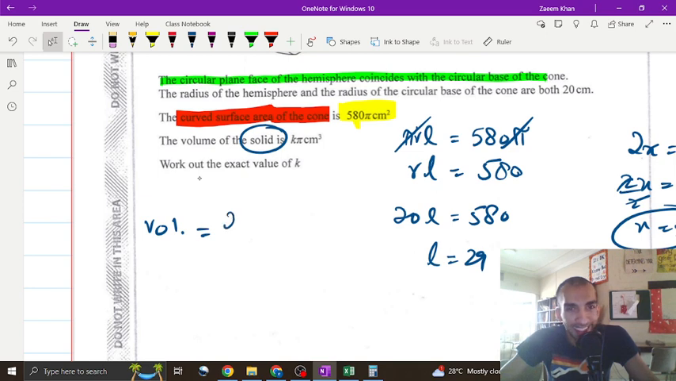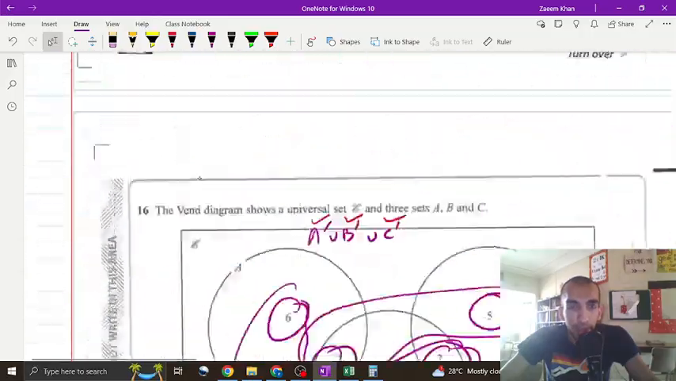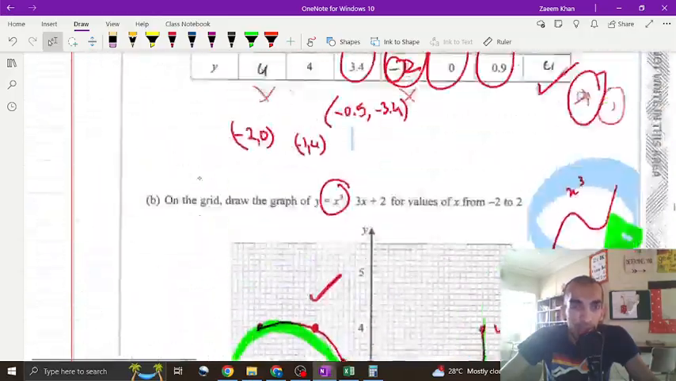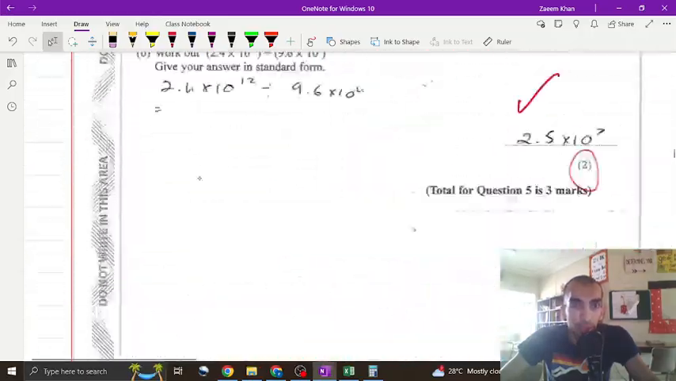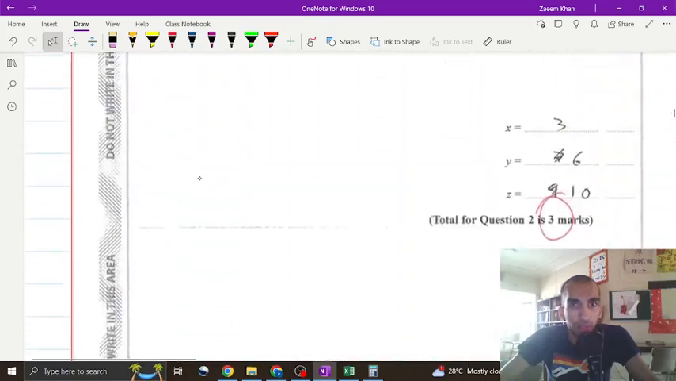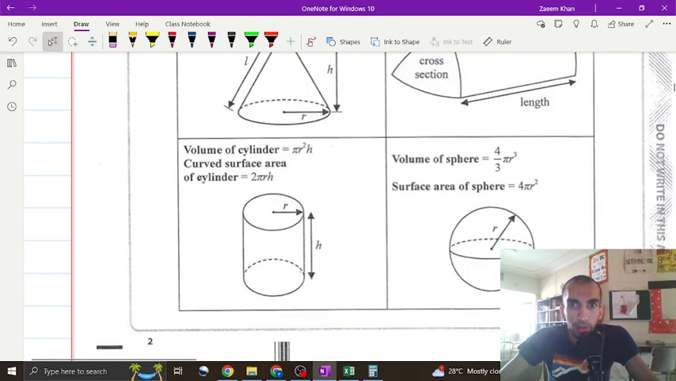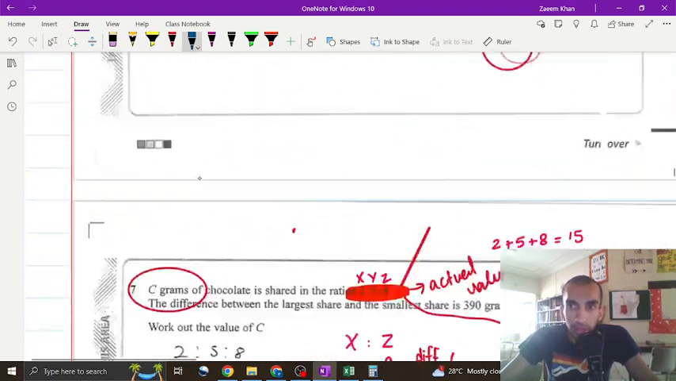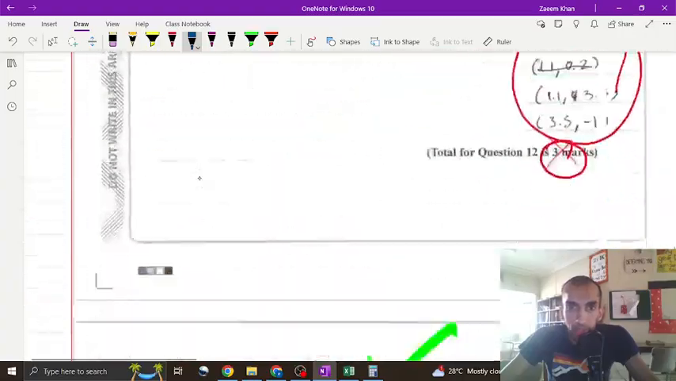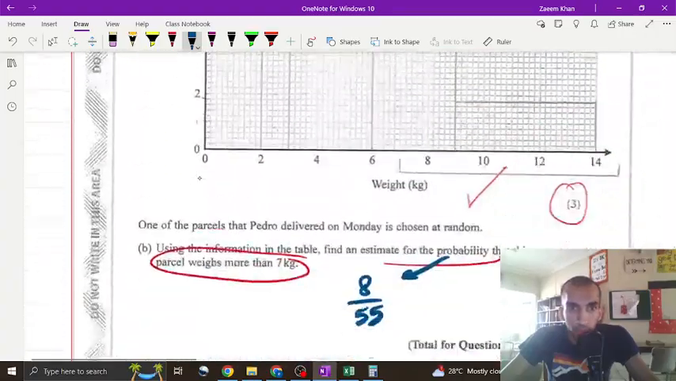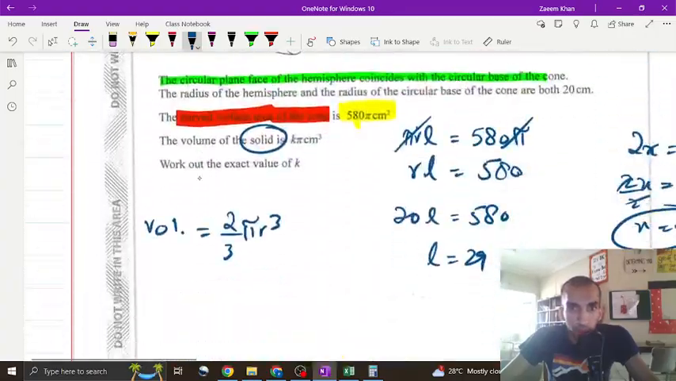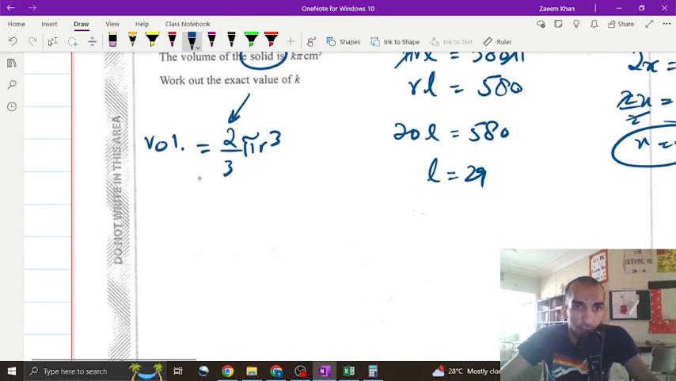I'll help you out. 2 over 3 pi r cube. I noticed something at the start of the paper. They've given you the formulas, so I don't think you have to brainstorm for that. Yes, they've given you. But that's a complete sphere. So for the hemisphere, instead of using the 4, I use a 2.